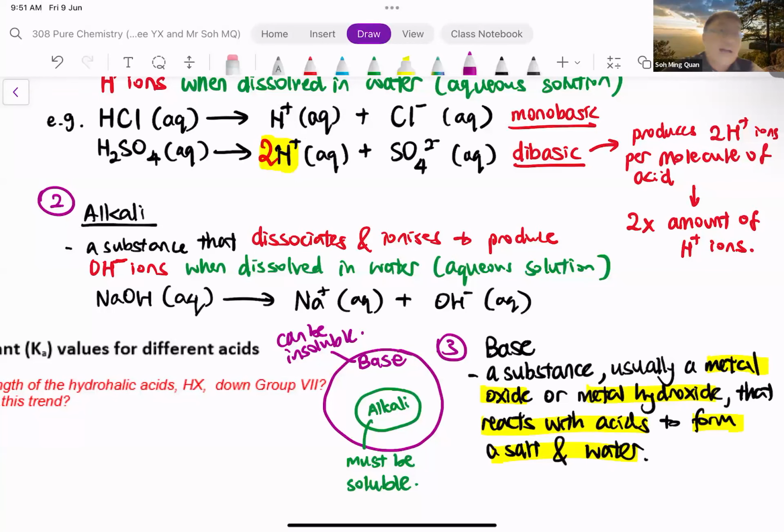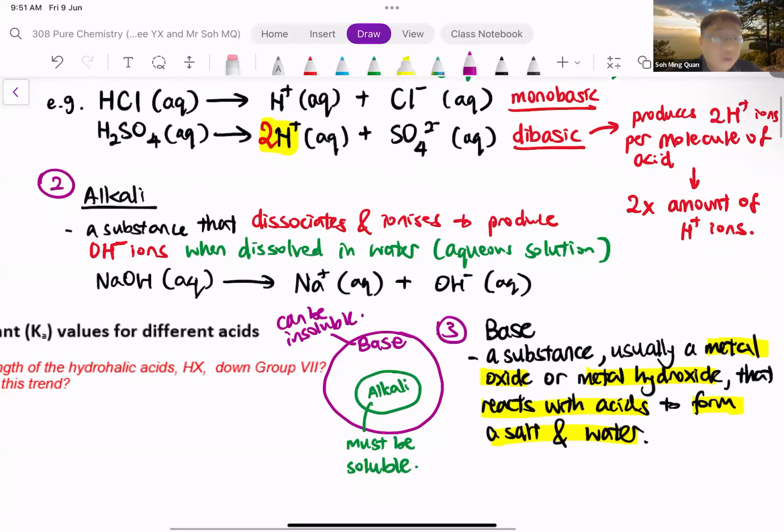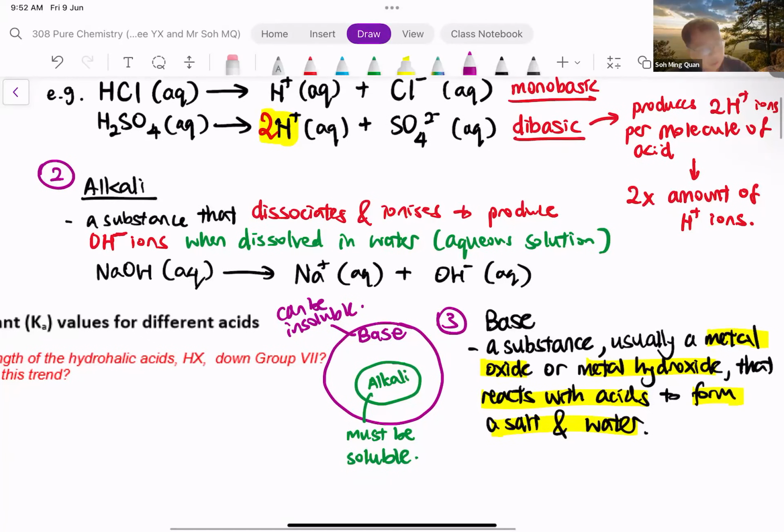Okay, so alkali is a subset of base. So an alkali is definitely a base, but a base need not be an alkali. So what is soluble in water? Group 1 compounds.